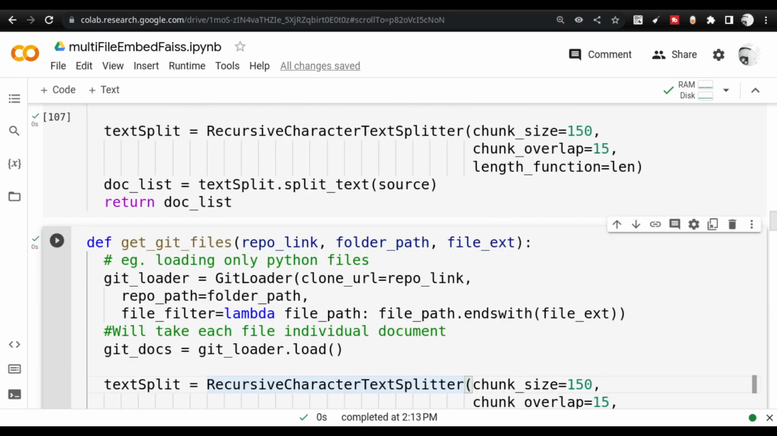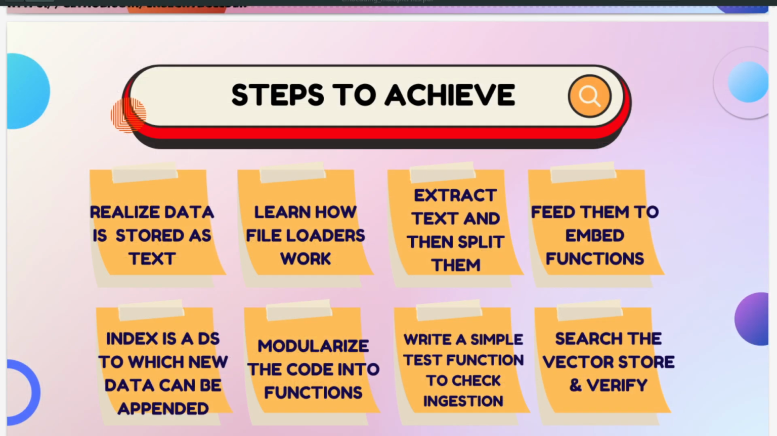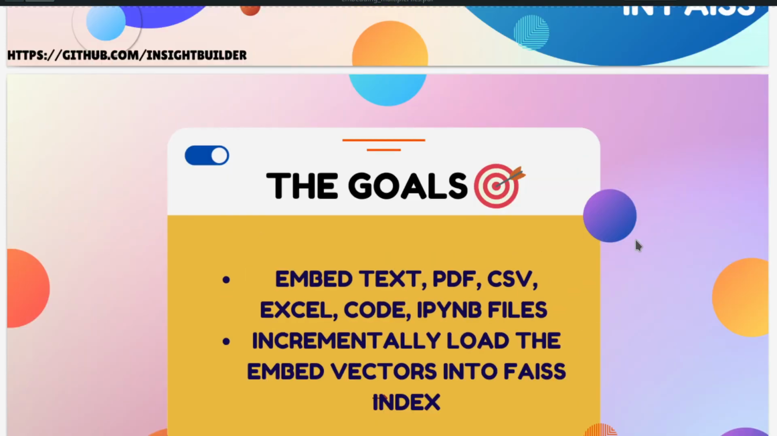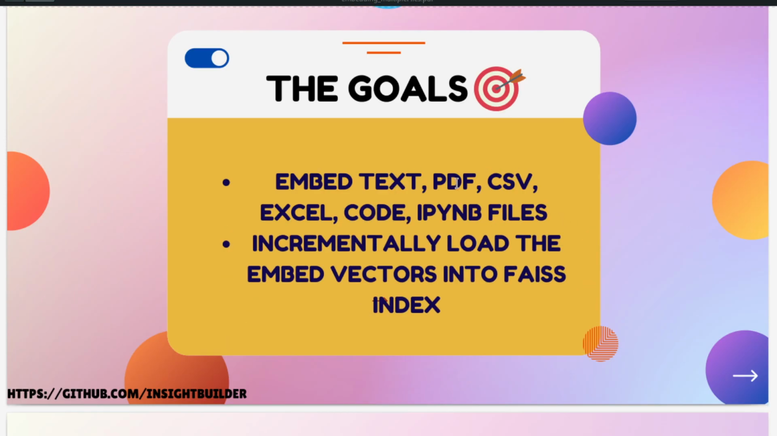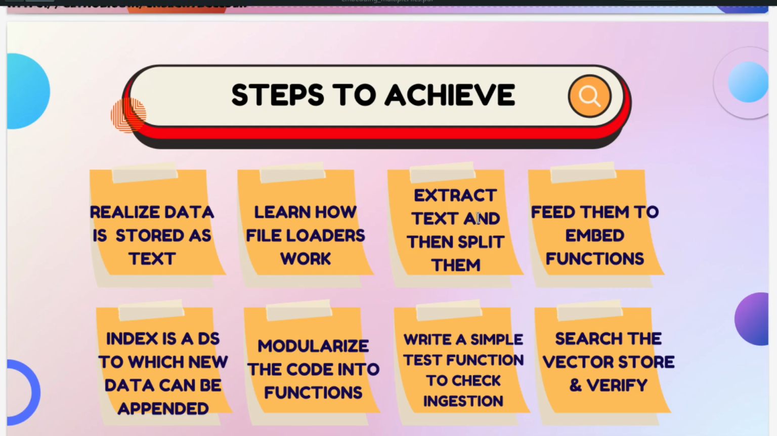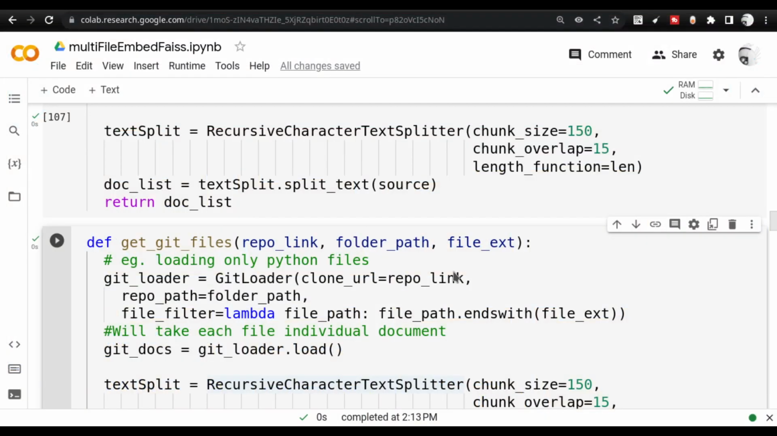So let us go back to the PDF for a moment, because we have understood how the data is stored as text. We have learned how the loaders work. We have decided how to extract the text and split it. And next, we are going to feed it into the embed function. So we have seen how to work with text, PDF, CSV, Excel, code, IPNB files, right? All these things we have done. We are good to go, right? We have a couple of things more to understand before we start rocking.